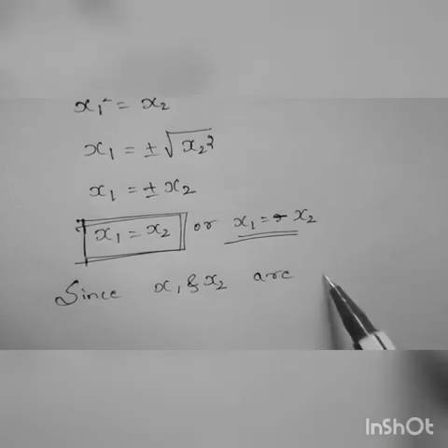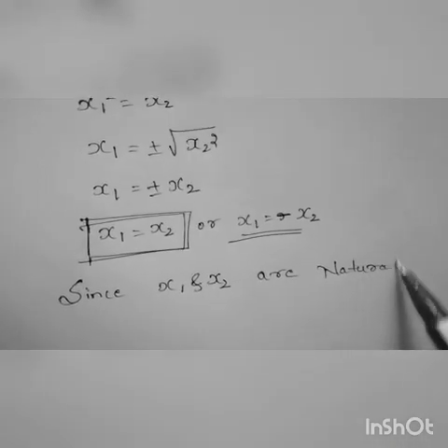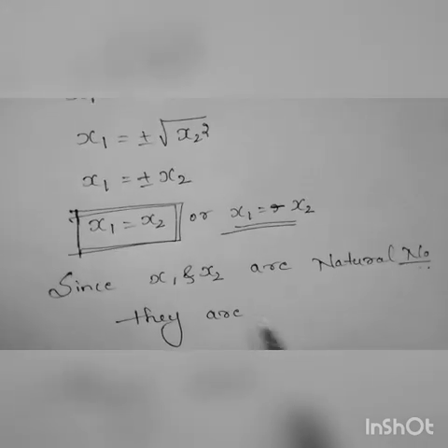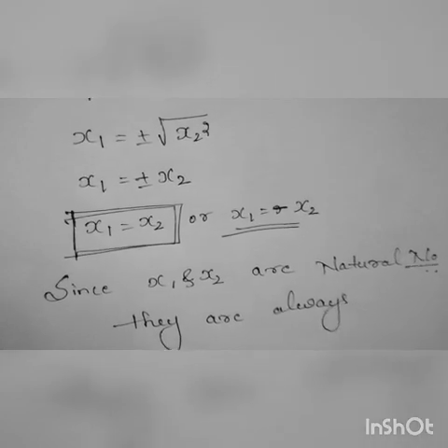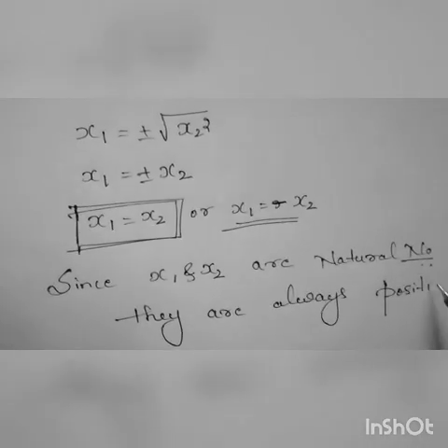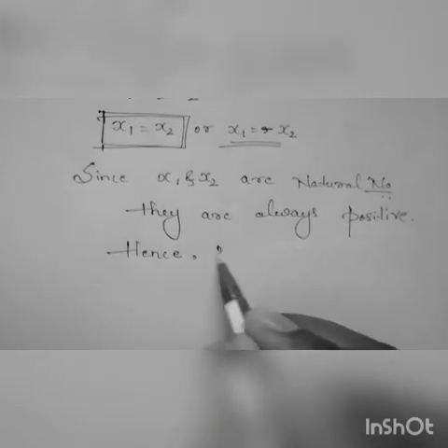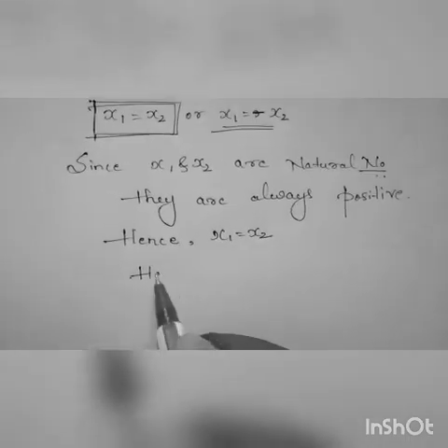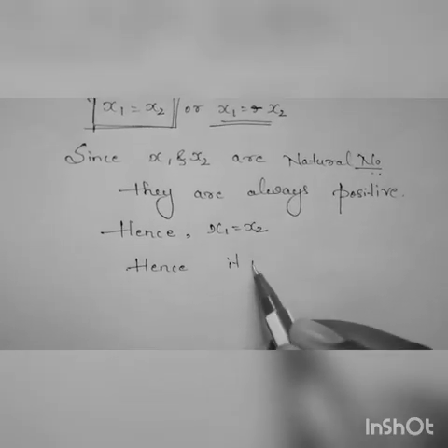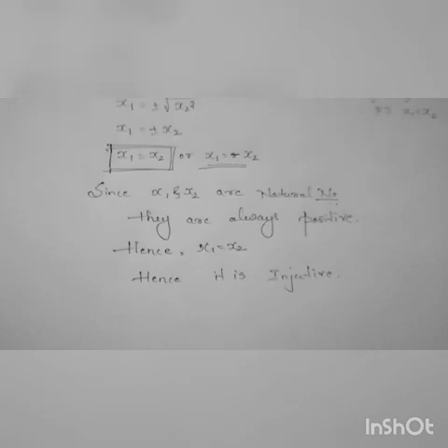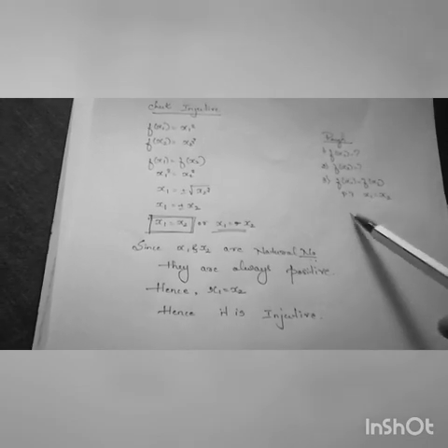Since x1 and x2 are natural numbers, they are always positive, hence x1 is equal to x2, hence it is injective. So this is how you prove injective. The rough work is not necessary every time, this is only for the knowing purpose, that's it.